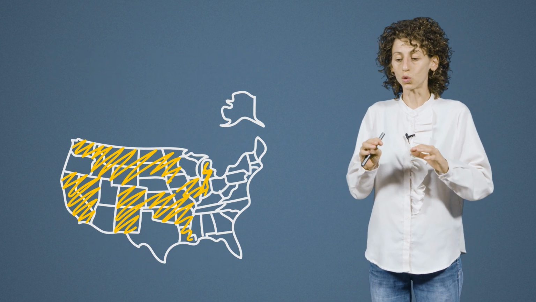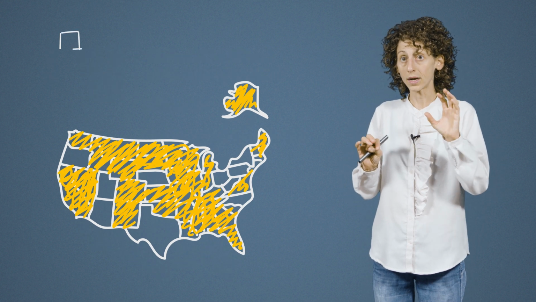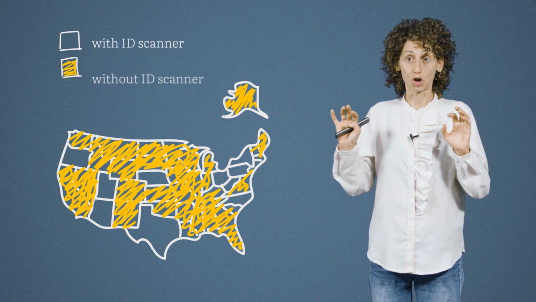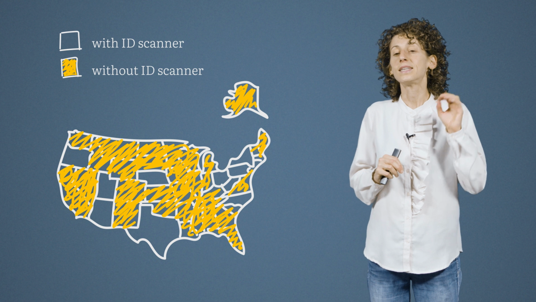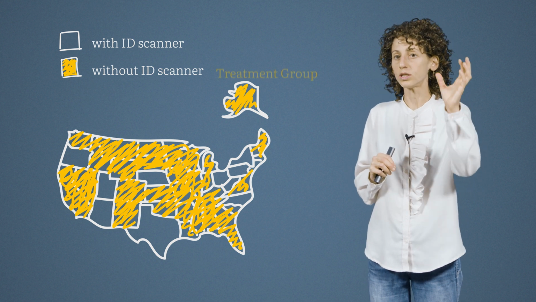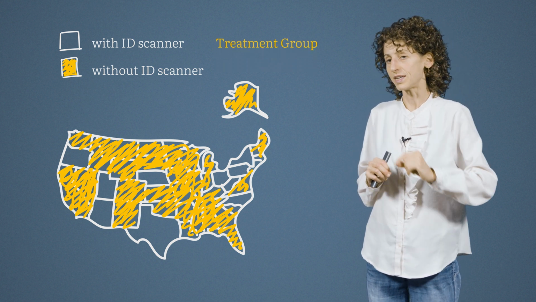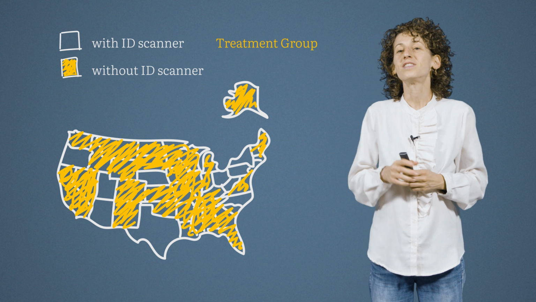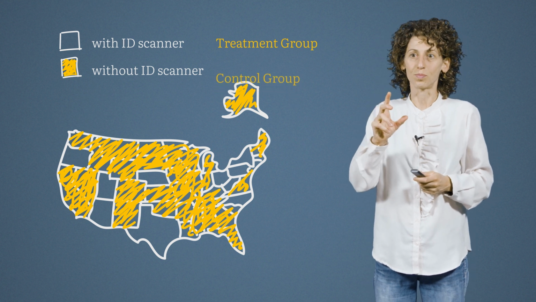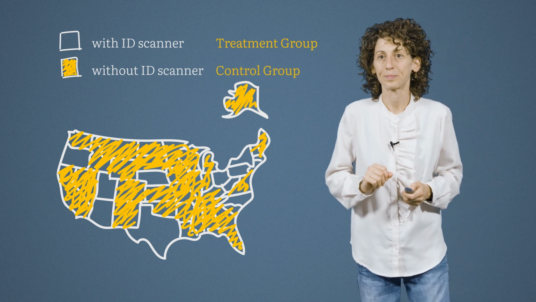We have 2 groups of states. One implemented the ID scanner laws, and the other did not. The states that introduced the laws are called the treatment group, the blue states in the map, while those that didn't are the control group, yellow states in the map.